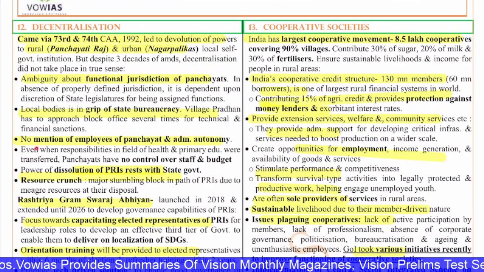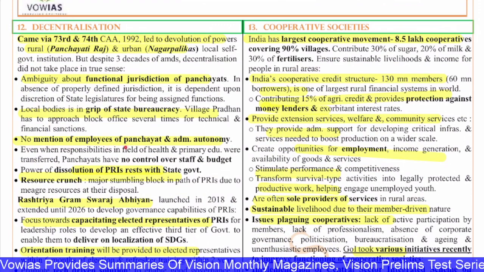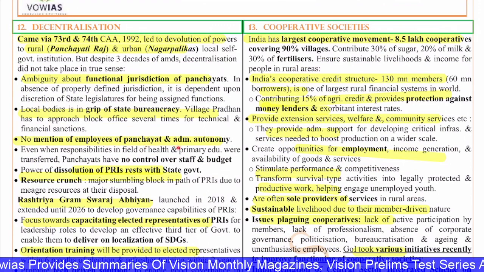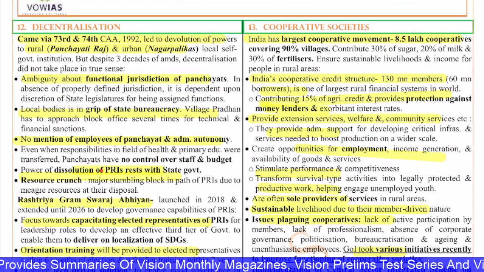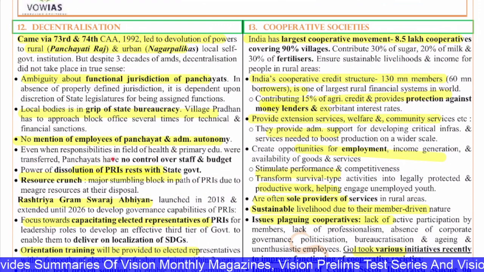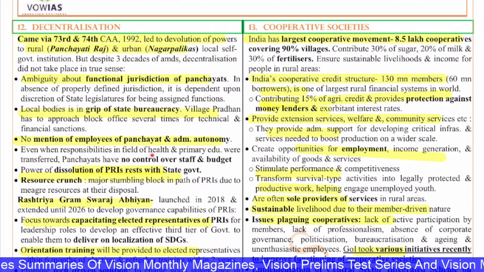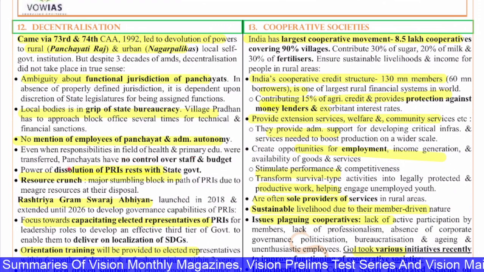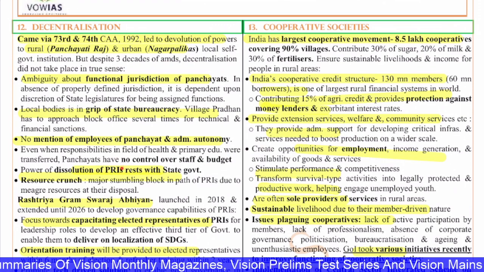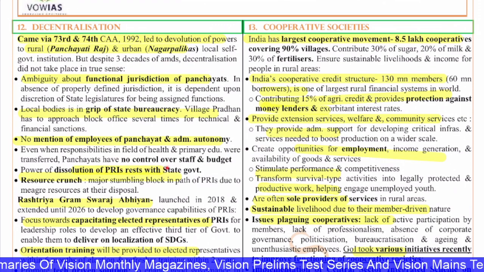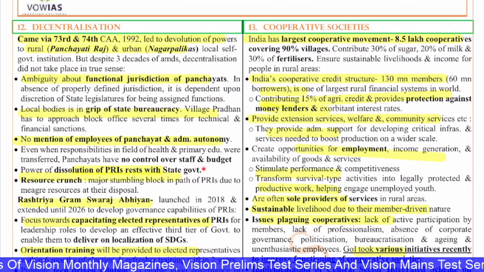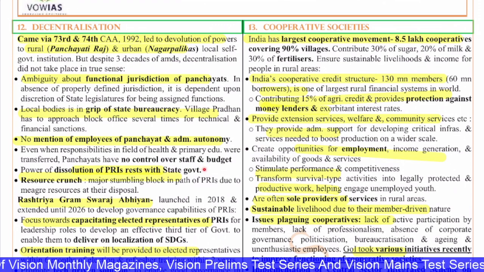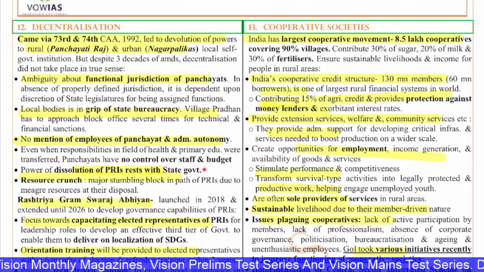If you see, there is no mention of employees of panchayats and administrative autonomy. Even when responsibilities in the fields of health and primary education were transferred, the panchayats have no control over staff and budget. This is also an issue. The powers of dissolution of Panchayati Raj institutions rest with the state government. And there is also a resource crunch. There is a lack of an adequate mechanism to raise revenue for the local bodies.